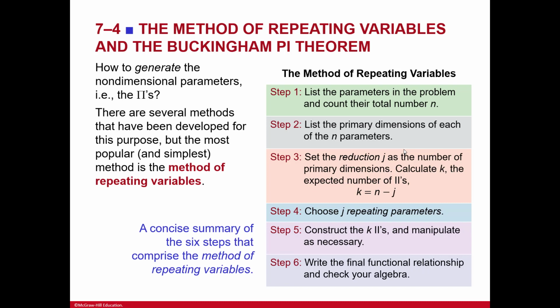So here's the method of repeating variables and the Buckingham pi theorem. So here it just goes into steps. So how to generate the non-dimensional parameters, i.e. the pi's. And so step 1, list the parameters in the problem and count their total number, n. Step 2, list the primary dimensions of each of the n parameters. Step 3, set the reduction j as the number of primary dimensions. Step 4, calculate k, the expected number of pi's, so k equals n minus j. Step 4, choose j repeating parameters. Step 5, construct the k pi's and manipulate as necessary. And then step 6, write the final functional relationship and check your algebra. So it's just 6 steps.